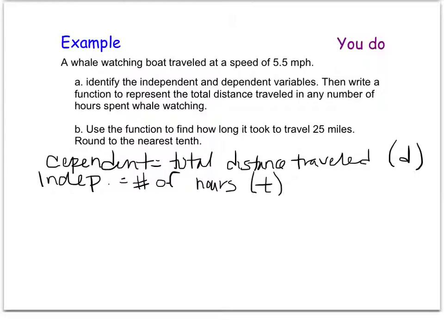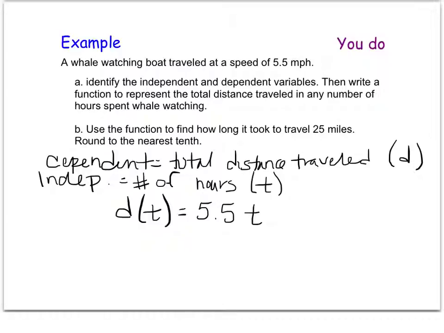So we're going to write a function to represent the total distance traveled in any number of hours spent whale watching. So our function that we're going to write is d of t is 5.5 t. 5.5 miles, 5.5 miles per hour times the time, number of hours.